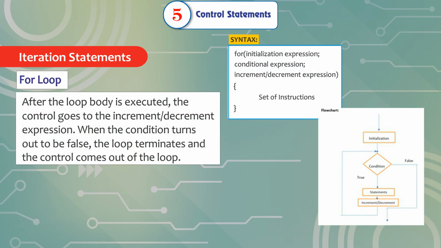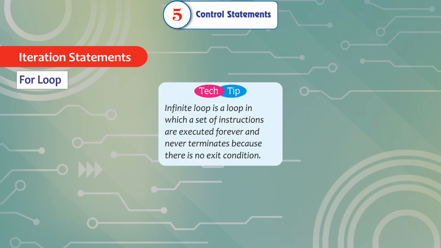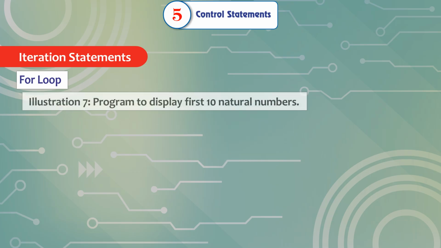After the loop body is executed, the control goes to the increment/decrement expression. When the condition turns out to be false, the loop terminates and the control comes out of the loop. Tech tip: infinite loop is a loop in which a set of instructions are executed forever and never terminates because there is no exit condition.